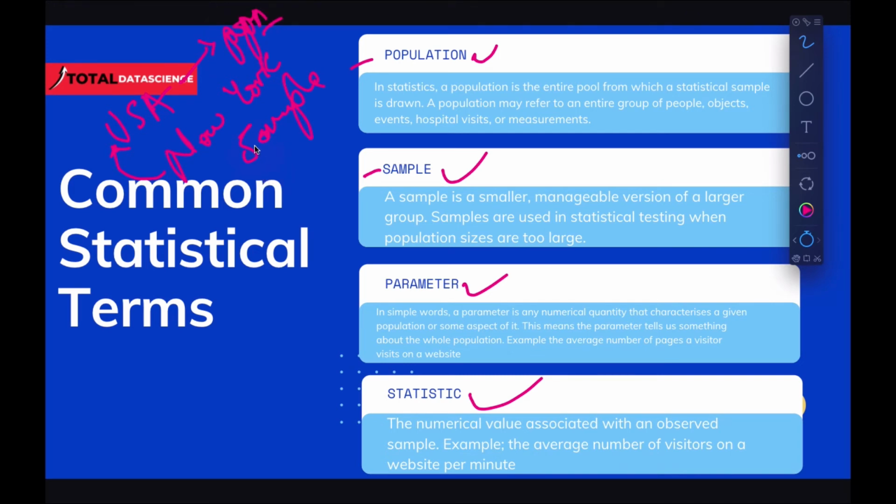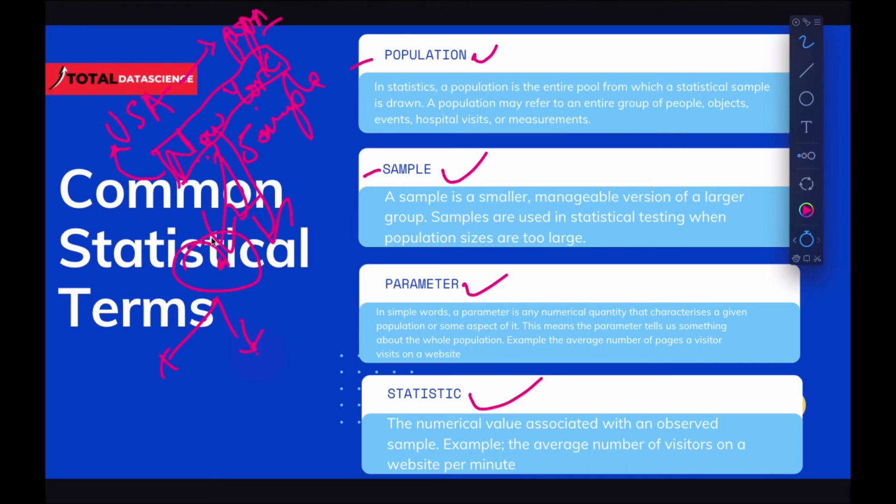Don't forget, inside New York, we can also have different cities. So New York can also be a population, and inside New York we can get several samples. Even these samples can also be a population on their own, where we can also get several samples in there.